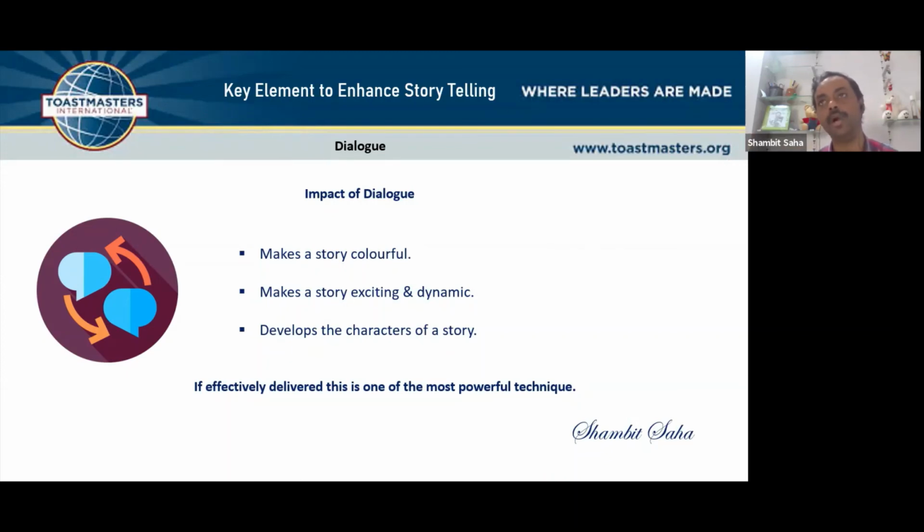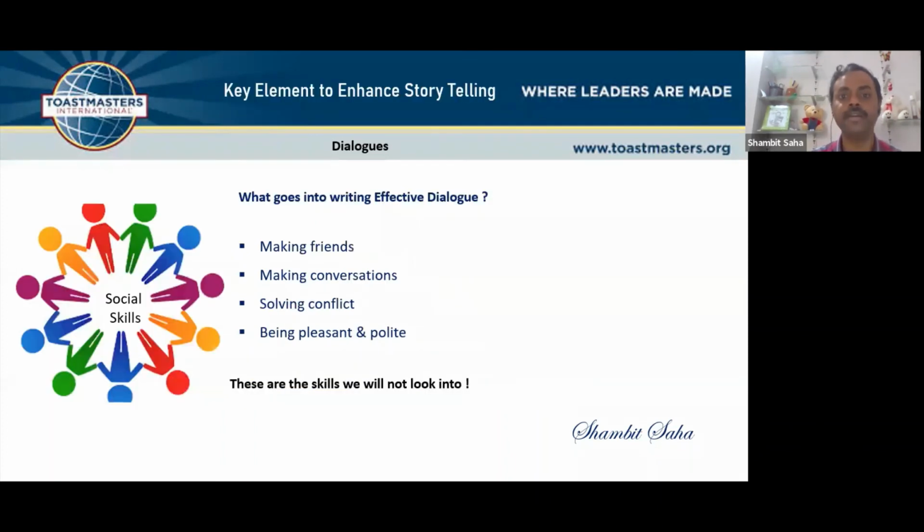And then there is one more element in dialogues in our Toastmasters forum of story writing: when you introduce dialogue in the contest, you can show your vocal variety. For example, you can say, "Mummy, please, mummy." "Oh, you are not listening to me. I will tell everything to your dad." You get the difference, right? So dialogues can make it sound wonderful, right? So what goes into effective dialogue writing?